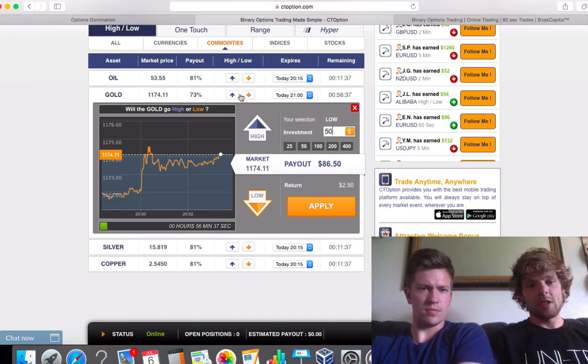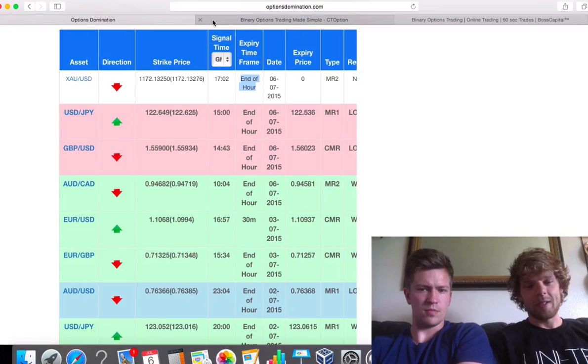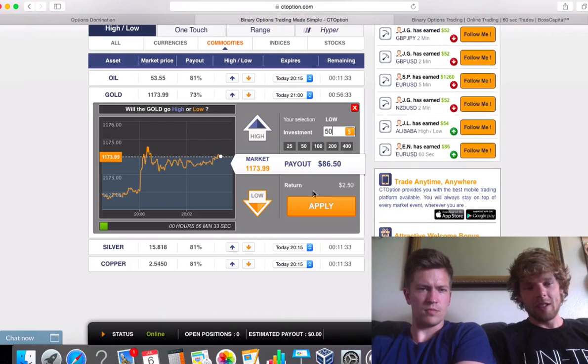Then the next thing is you want to verify the price that is on your broker account. In the case of a put, you want to make sure that the price is either at or above, because we want it to go down. In this case it is above, so I can take the trade.